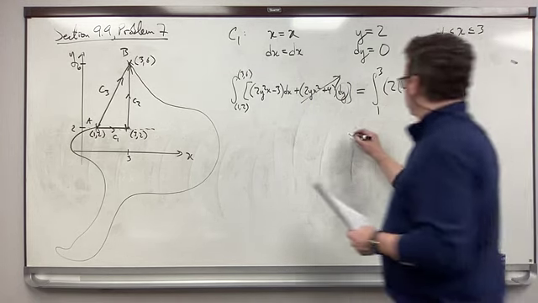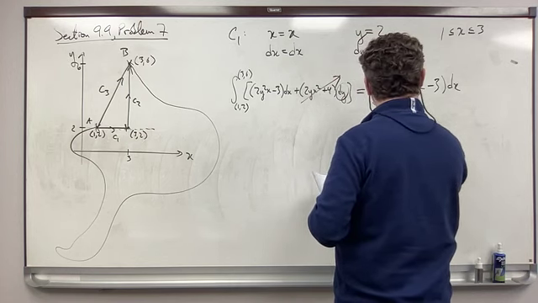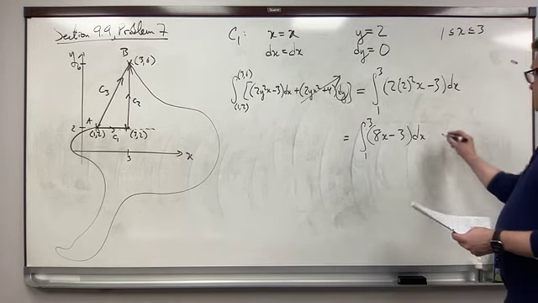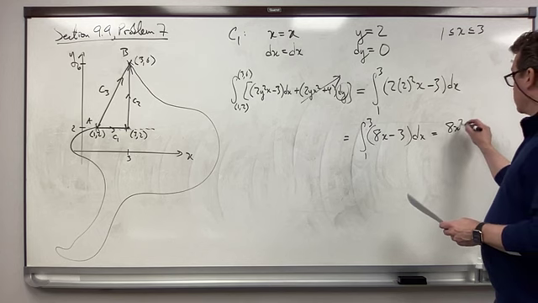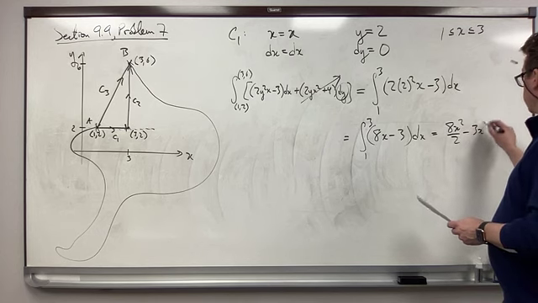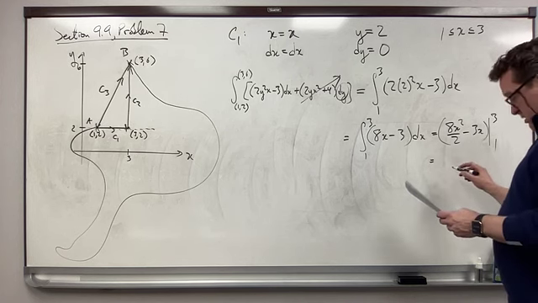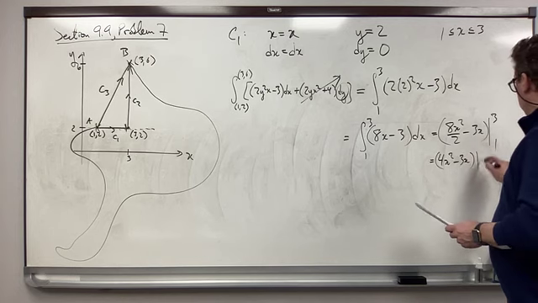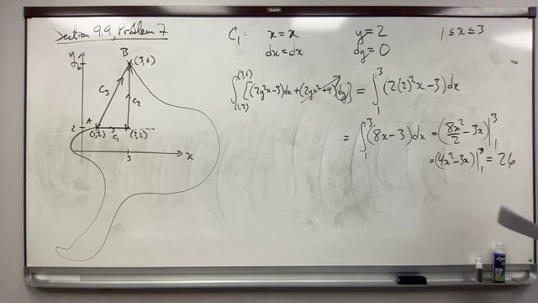That's my integral. So this is just as simple as it seems. 1 to 3, 8x minus 3 dx. Okay, so we get 8x squared by 2 minus 3x. So this is 4x squared minus 3x, from 1 to 3, and this thing is equal to 26. That's the value of C1.